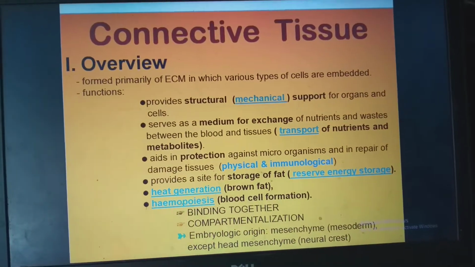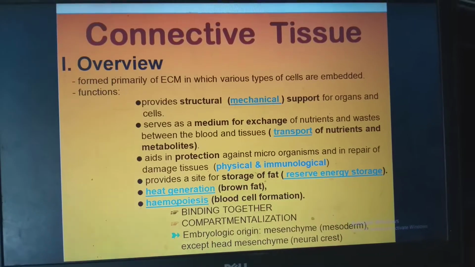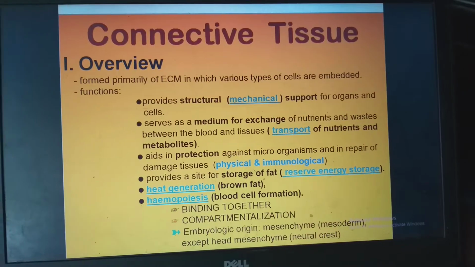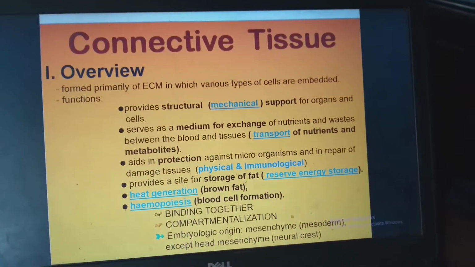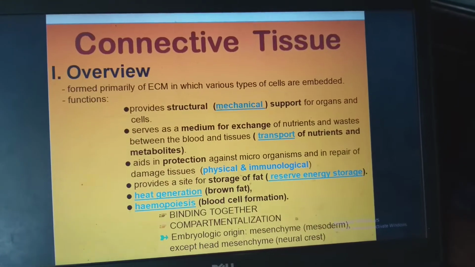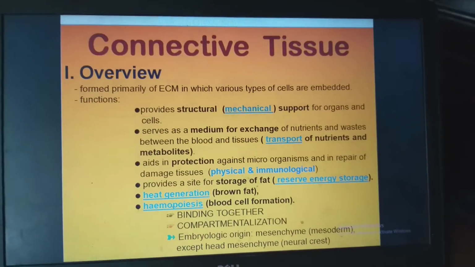Good morning, students. Today we are going to see histology. So this is a class of histology for medicine first year students. Today we are going to see connective tissue. It is a new chapter that we are going to see today, so pay attention.